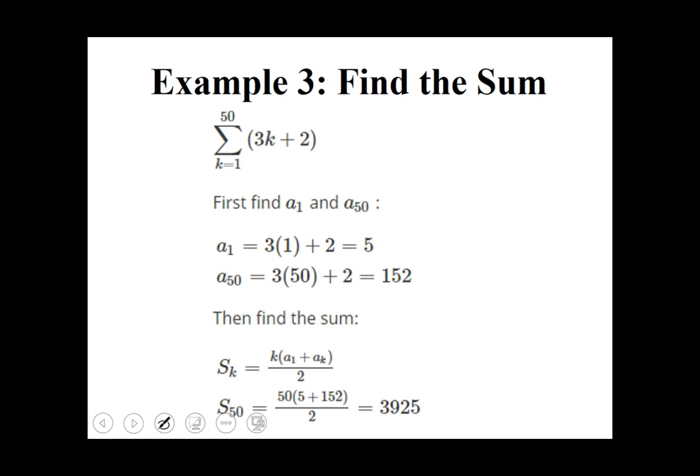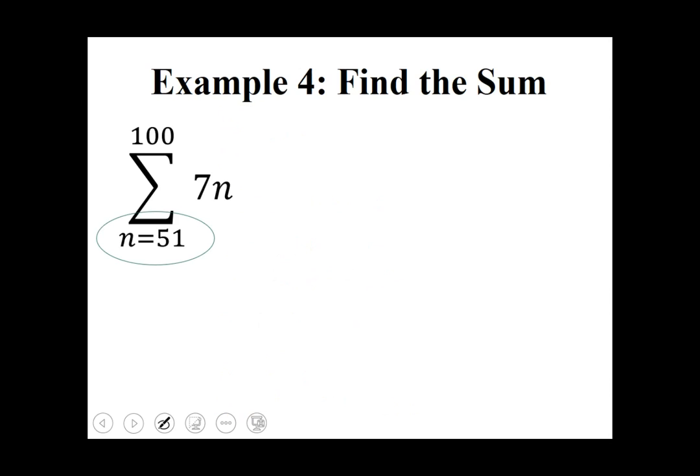For example 3, find the sum from 1 to 50 of 3k plus 2. So we are adding up 50 things. To find the first term, you're going to plug a 1 in for k. To find the 50th term, you're going to plug a 50 in for k. Once you know what the first and the 50th term are, plug it into your formula for a sum of 3925. If you notice, those first 3 examples all did start at a value of 1.